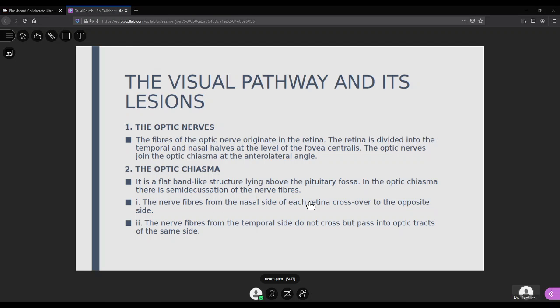The nerve fibers from the nasal side of each retina cross over to the opposite side. The nerve fibers from the temporal side do not cross, but pass into the optic tract of the same side. So this is the semi-decussation: the nasal side of each retina crosses to the opposite side, however, the temporal side will just continue to the same side.